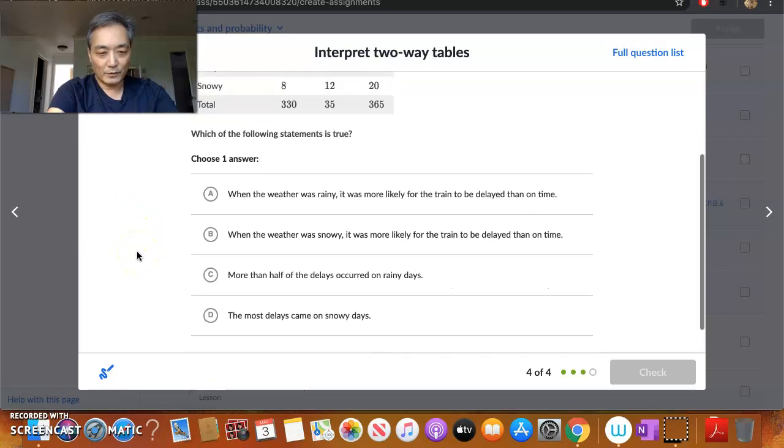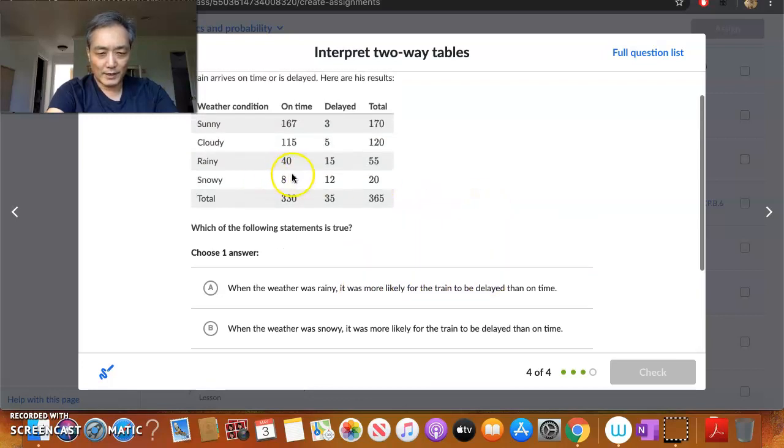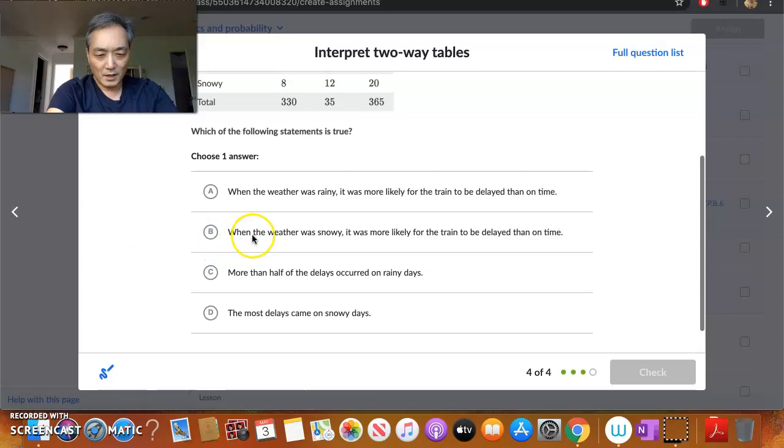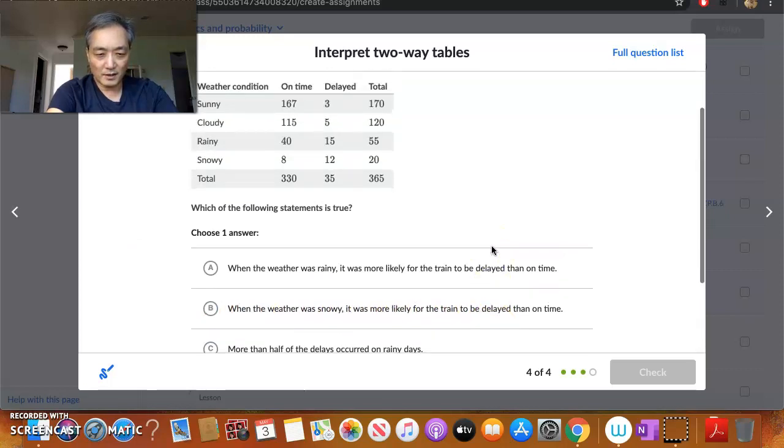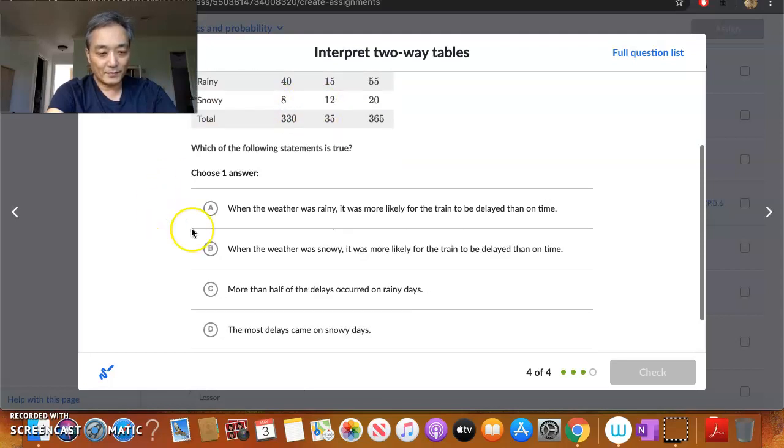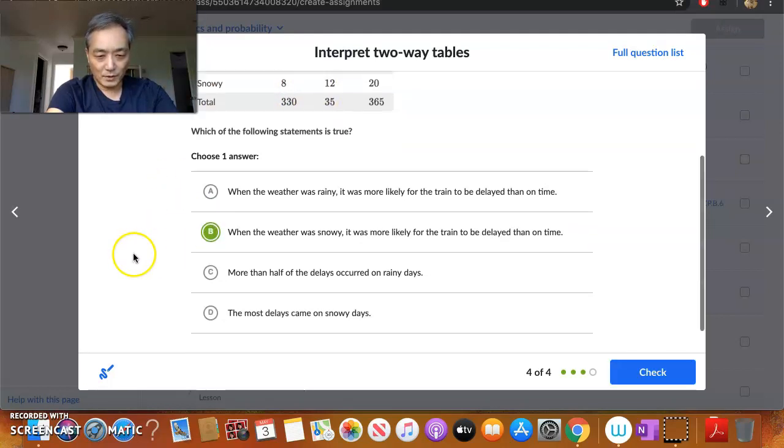Okay, and if you look at these choices, when the weather was rainy, it was more likely for the train to be delayed than on time. So when it's rainy, no, it's the opposite. It's 40 on time and 15 delayed, so that can't be it. When the weather was snowy, it was more likely for the train to be delayed than on time. Snowy, more delayed than on time. That looks like it. Okay, how about this one?